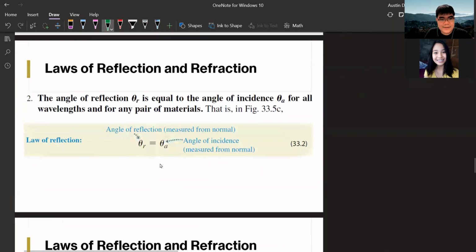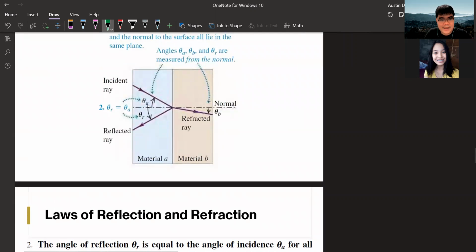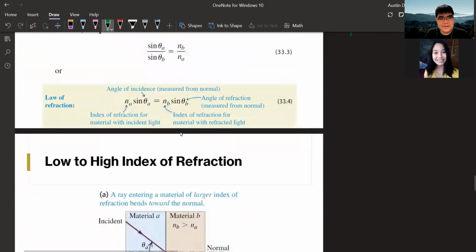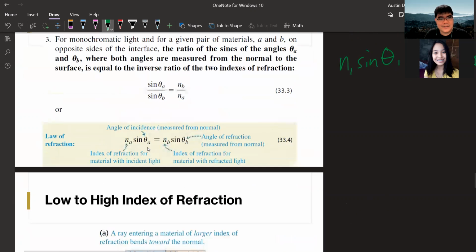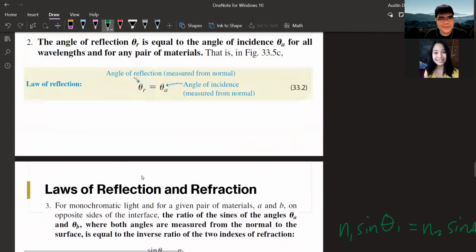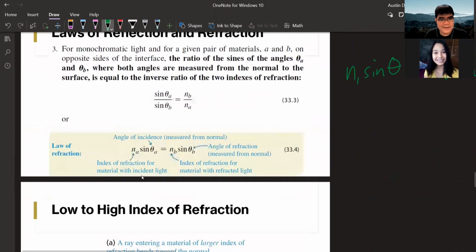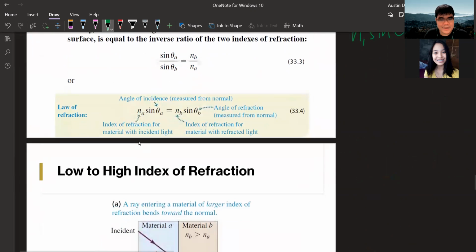So in this case, tingnan natin, si theta A, then si theta B. Tapos meron ka material A, material B. Okay? So alam na natin to. Feel ko, obvious na sa atin itong mga ganitong bagay. Pero recall. Okay?